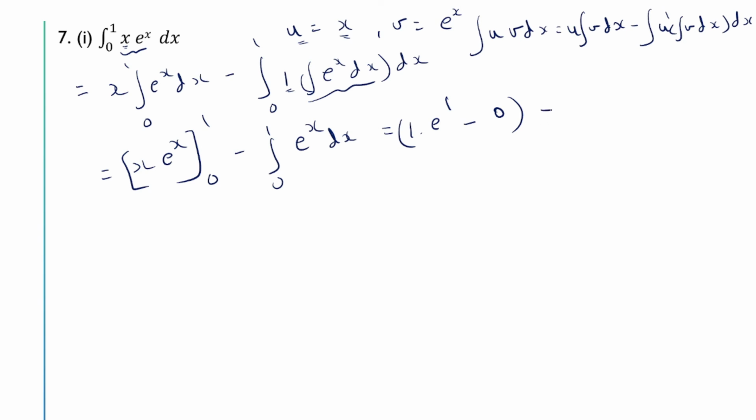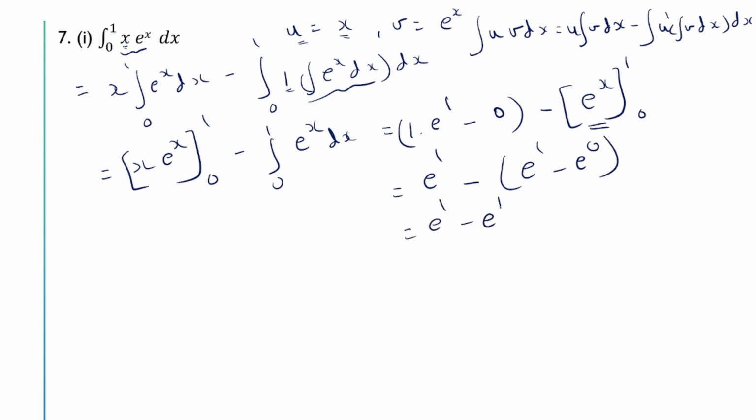Then here minus integral 0 to 1 e raised to x dx is e raised to x with the corresponding limits. So this is equal to e raised to 1 minus of, now for this we will substitute the limits, e raised to 1 minus e raised to 0. So this is equal to e raised to 1 minus e raised to 1 plus e raised to 0. E raised to 0 is nothing but it is equal to 1. So integral 0 to 1 x e raised to x dx is equal to 1.